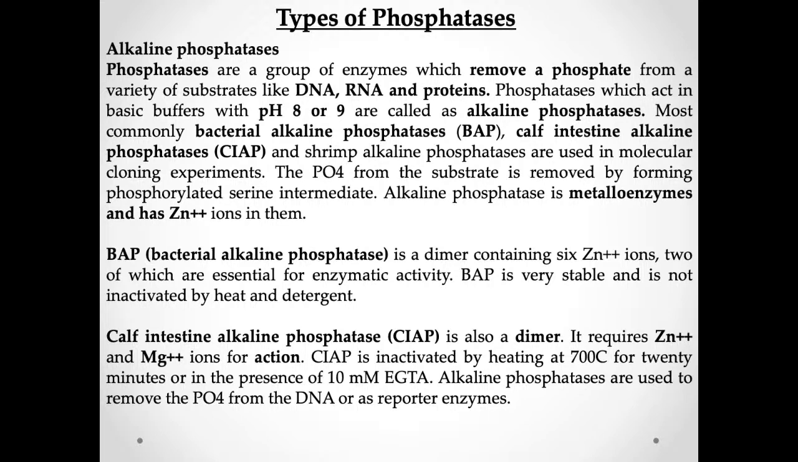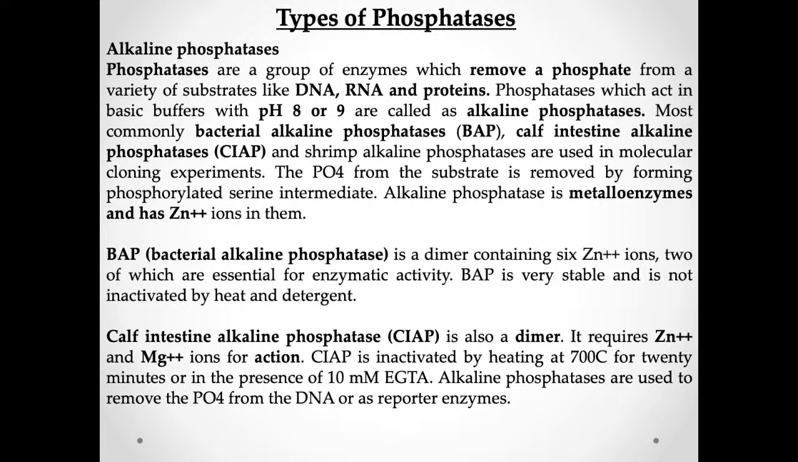Then the types of phosphatases. So alkaline phosphatases, first of all, are a group of enzymes which remove a phosphate from a variety of substrates like DNA, RNA or protein. Phosphatases which act in basic buffer, like pH 8 or pH 9, are called alkaline phosphatases. And the most common are bacterial alkaline phosphatase, BAP, and calf intestinal alkaline phosphatase, CIAP. BAP and CIAP. And shrimp alkaline phosphatases are also used in molecular cloning experiments.